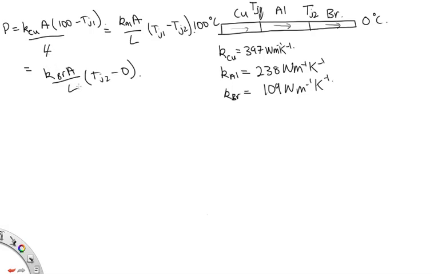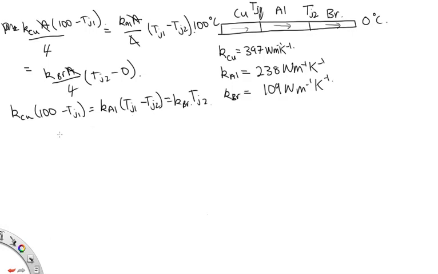Okay, now let's cancel out our common factors. So get rid of the P now. Cancel out the A's and the L's in each case. So we've got K for copper, 100 minus TJ1 is equal to K for aluminium, TJ1 minus TJ2 is equal to K for brass times TJ2.